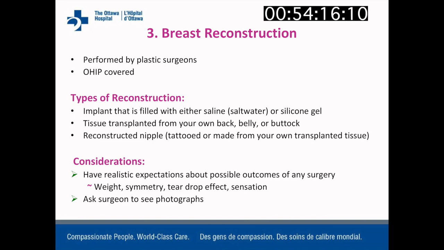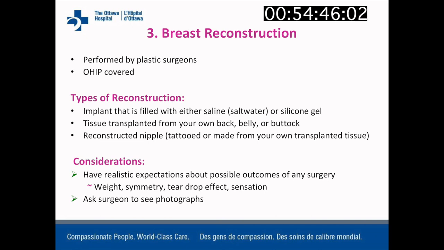Also, if your body is the type that the plastic surgeon feels would be okay to use your own tissue, then the tissue would come from either your belly, your buttock, or perhaps your back. Also, plastic surgeons have started to do reconstruction of the nipple, that being visually through a tattoo or made by your own transplanted tissue. So something to think about and something to talk to them about.